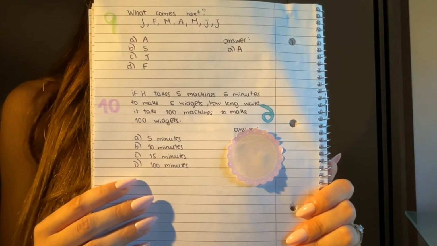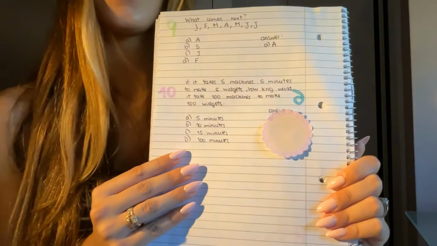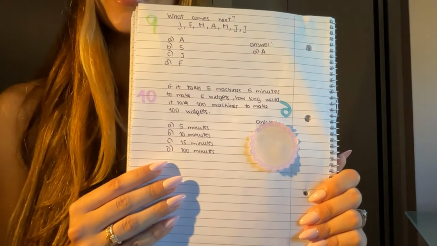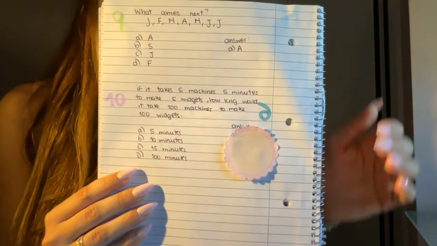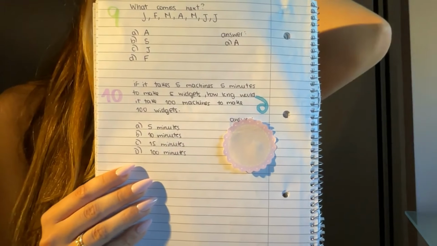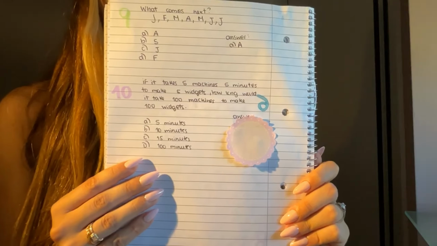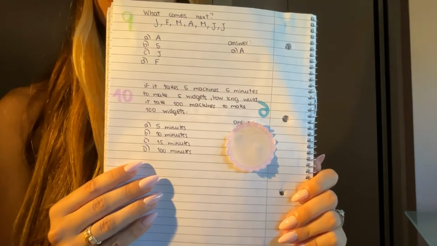I'm going to give you some time to take a look at the question as well as the answers. For the answers we have option A 5 minutes, option B 10 minutes, option C 15 minutes, or option D 100 minutes. This is kind of a question of logic. So which option are you locking in? 5, 10, 15, or 100 minutes?